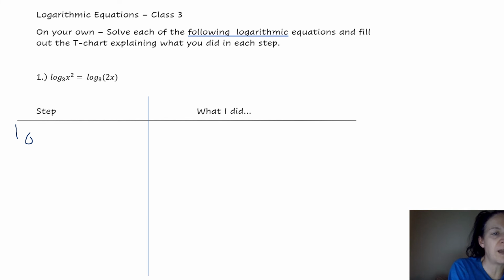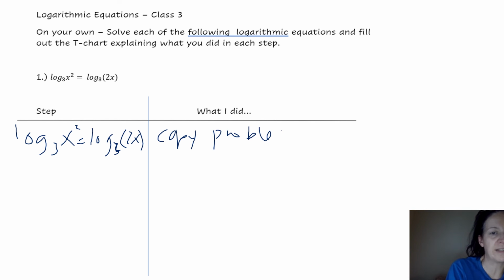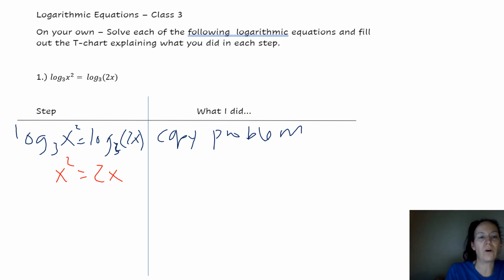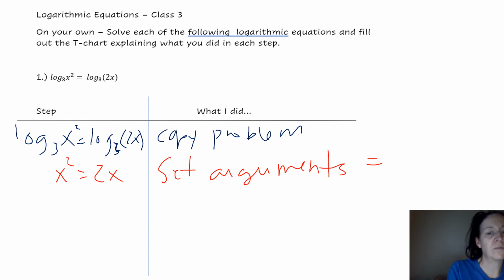So the first step that I got here, I got log base 3 of x squared equals log base 3 of 2x. And what did I do? I copied the problem. I copied it over into my workspace. For the second step, I see that this is 2 logs with the same base, and I have 1 log on each side of the equal sign. And so I can write x squared equals 2x. And the way we put into words the process that we're doing there is we set the arguments equal. So we have to have that vocabulary.